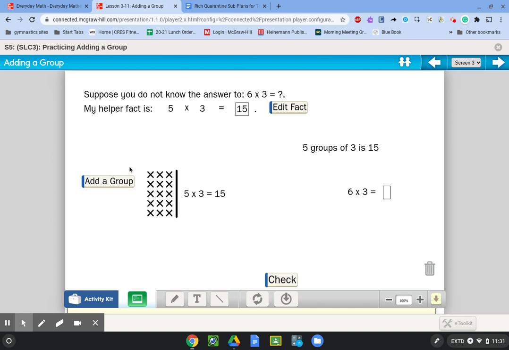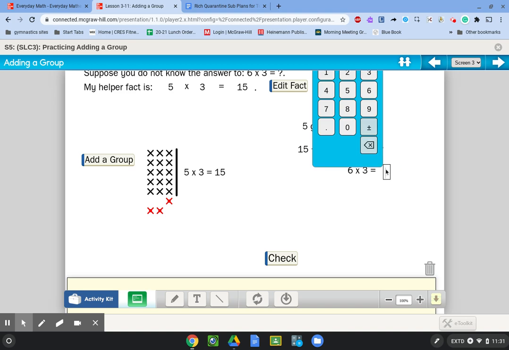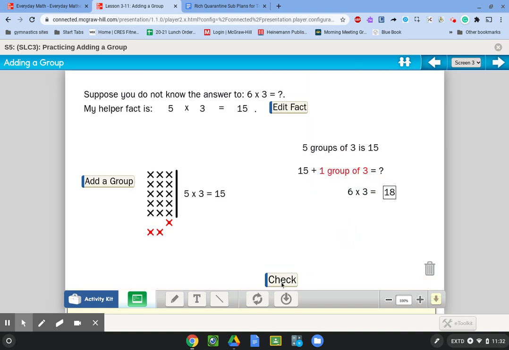So we're adding one more group of 3, which would look like, I don't know why that's not nice and neat. Those 2 should be moved up here, right? But 3 more X's, and if you're using a colored pencil, you'd use a different color. So now, we had 15 before, 5 times 3, plus one group of 3. Well, 15 plus 3 more is 18. And 6 times 3 does equal 18. Let's check to make sure we get everything correct, and we did.